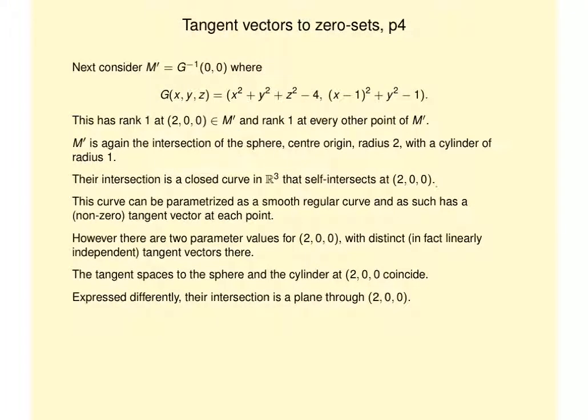Here's another example. This is M prime, defined as the zero set for a G from R3 to R2, and the first component is exactly the same. The zero set for the first component is the sphere of radius 2 centered at the origin. The second component has zero set, again a cylinder, again of radius 1, but it's been shifted 1 unit along the x-axis. And this makes a great difference.